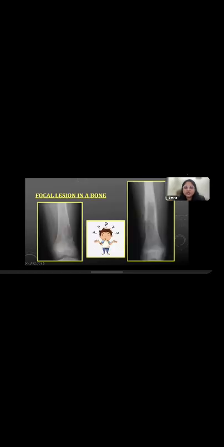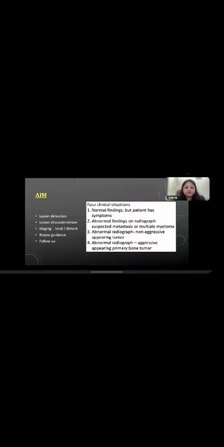Whenever we get focal lesions in a bone, we are at a loss of words and loss of thoughts. Now, something looking as simple as this lesion, or looking very difficult and aggressive as this lesion, how to differentiate, how to put them together in correct perspective, and how to give a differential diagnosis for each one of them. That is what we need to learn today.